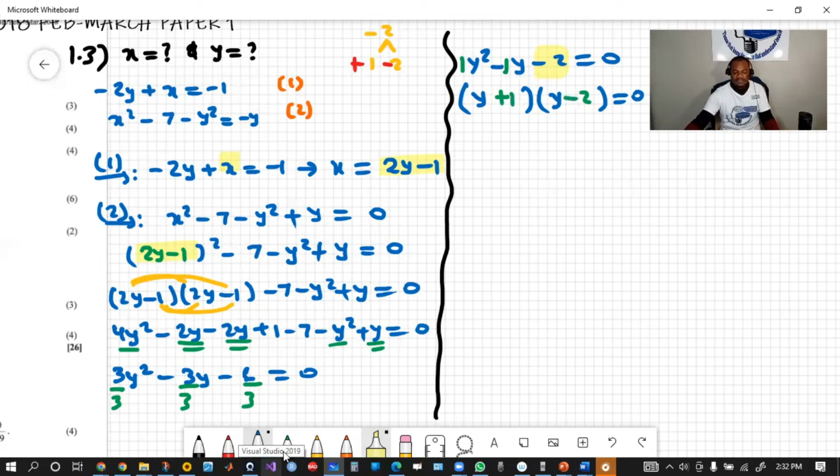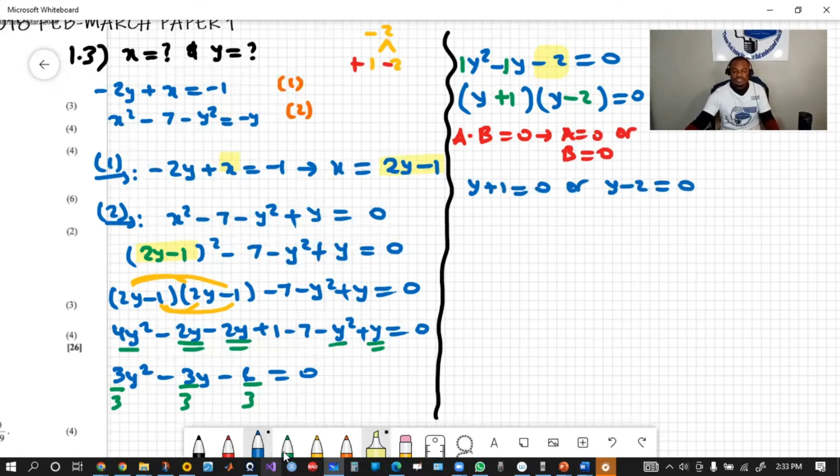Now this means that, according to the law of multiplication, when a times b equals 0, this implies that a is 0 or b is 0. We're going to set y plus 1 equal to 0 or y minus 2 equal to 0. Now this means that y equals -1 or y equals +2. Now we got the values of y, and it's not finished. We need to find their corresponding x values.